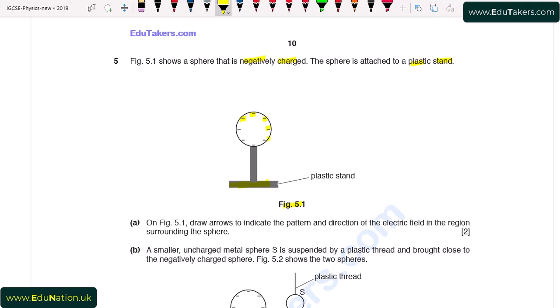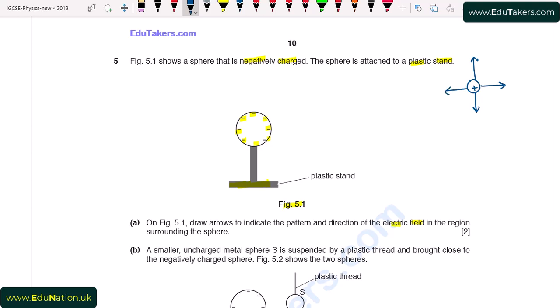Part A. Figure 5.1. Draw arrows to indicate the pattern and direction of electric field in the region surrounding the sphere. So in figure 5.1 we can see that the sphere is negatively charged and we have to show the direction of electric field here. First of all, we know that if we consider a positive charge, the electric field due to the positive charge points outward, because the electric field lines emerge from the positive charge.